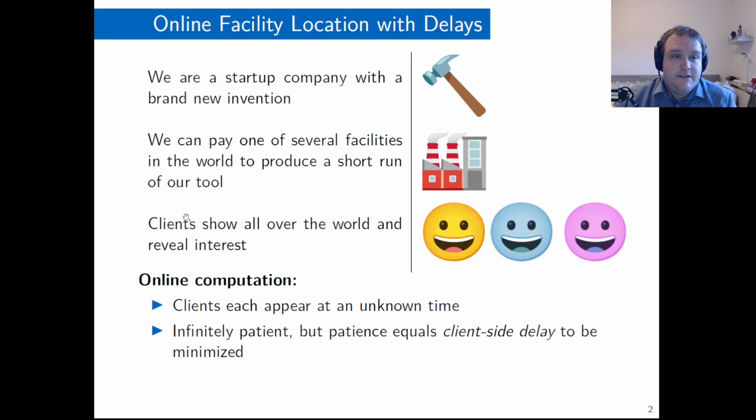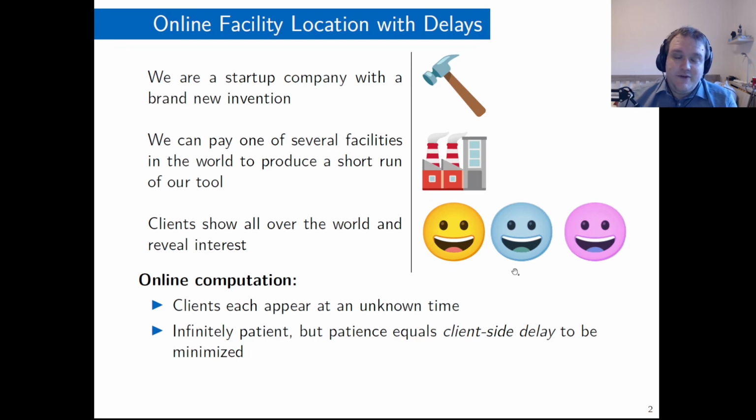And then there is a problem with clients as well. As we advertise our tool, clients appear all over the world, in various places and at various times, as they see our ads and our newsletters, and they want our tool, right? So what's the online component in this problem? Well, these clients appear at an unknown time, and we only learn about them once they become active. And they are infinitely patient, so they can wait a bit for the production of their tool, but the patience equals client-side delay that we want to minimize overall.